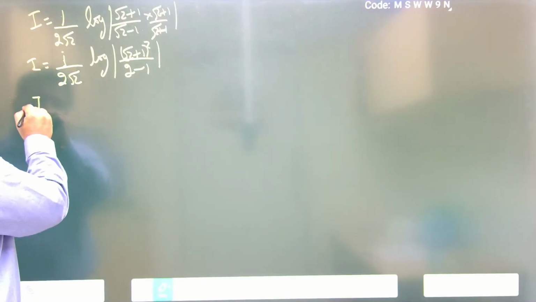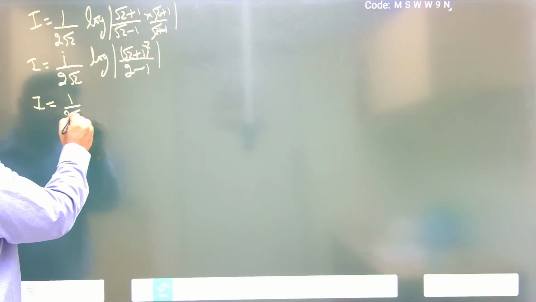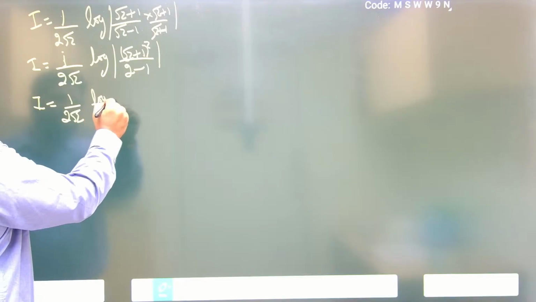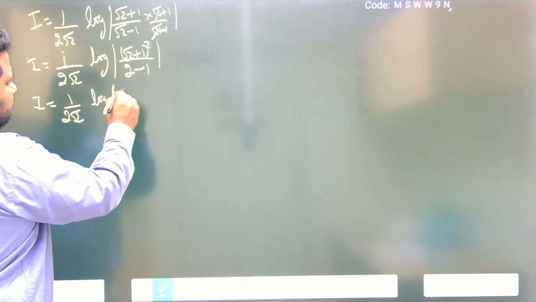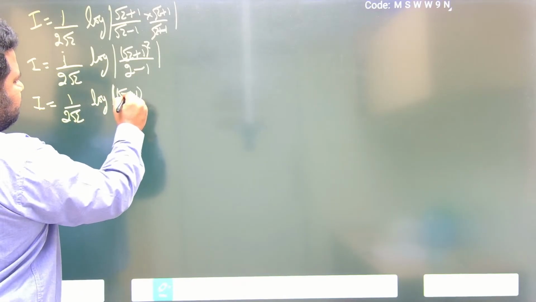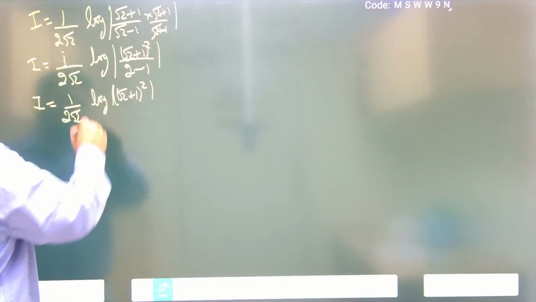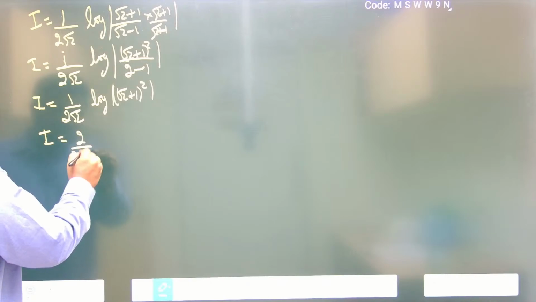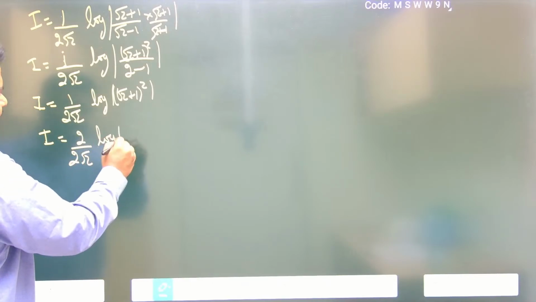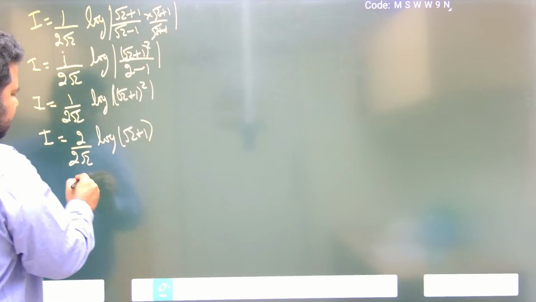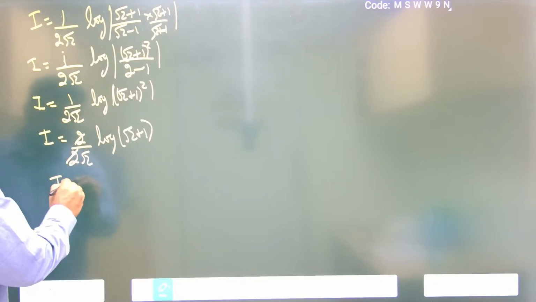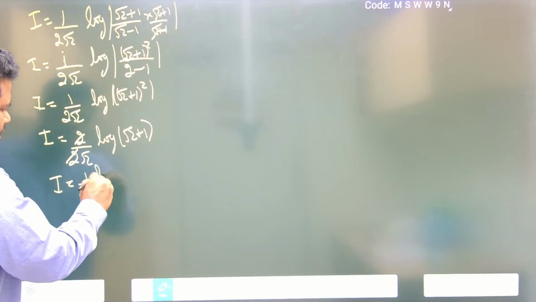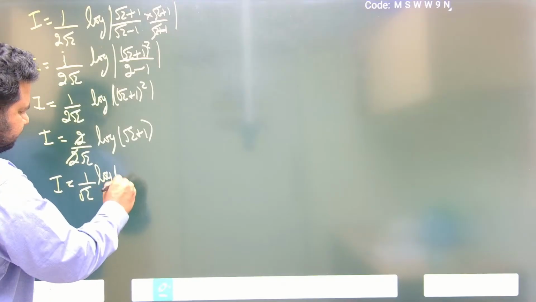So I is equal to 1 by 2 root 2 into log of root 2 plus 1 whole square. This 2 I can bring here. Therefore I is equal to 2 times, by 2 root 2, into log of root 2 plus 1. This is what I have. 2 I can cancel. Therefore I is equal to 1 by root 2 into log of root 2 plus 1.